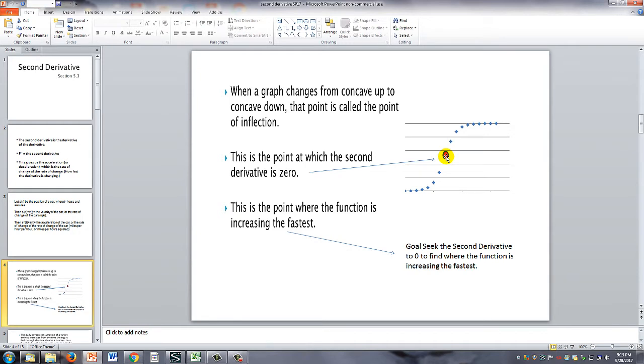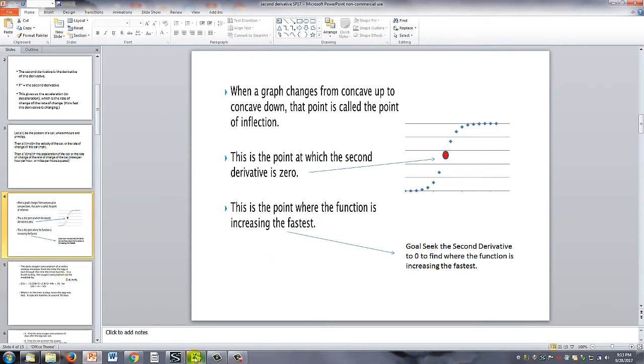And right here in the middle is called the point of inflection. And we know that that is the point when the function is increasing the fastest. And so if you want to know where that point is, you would take the second derivative and goal seek it to 0 to find that value. So when you're asked when is the function increasing the fastest, that is when you would take the second derivative and goal seek it to 0. So we can look at some examples now.